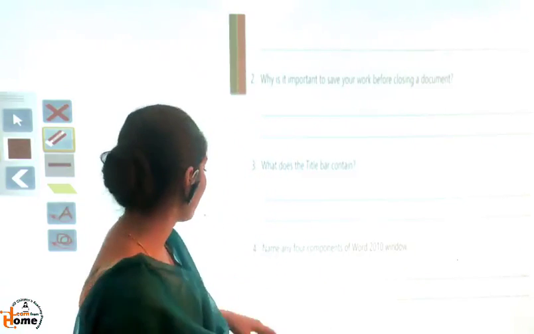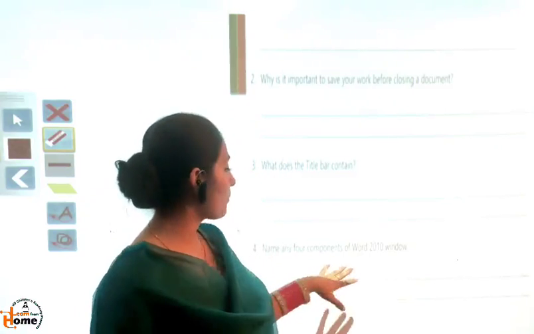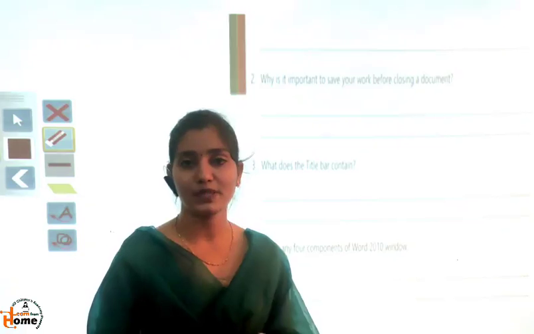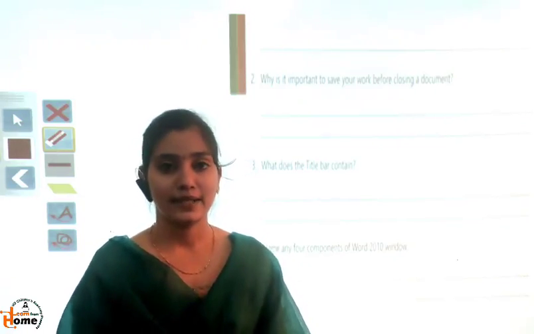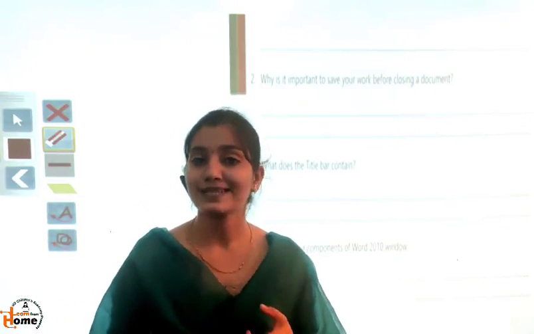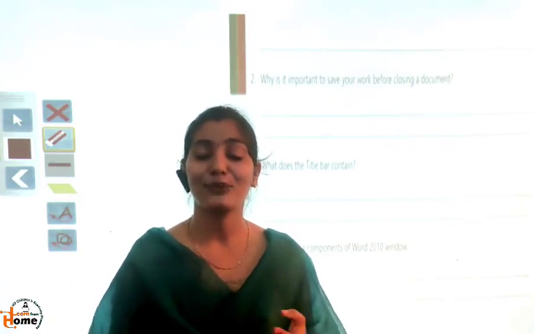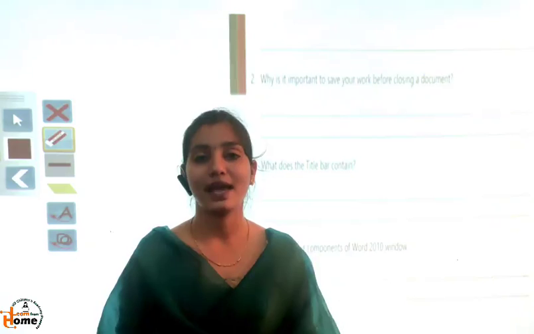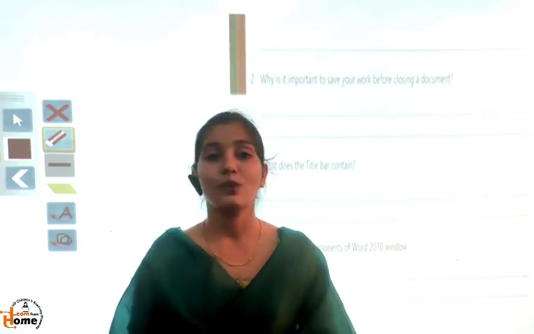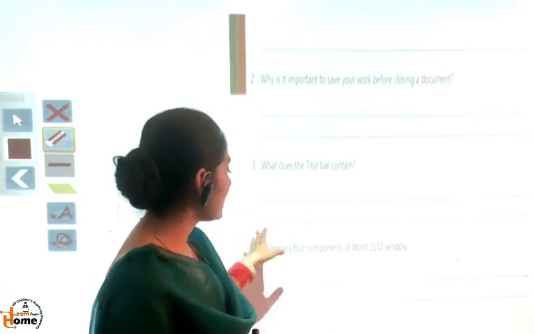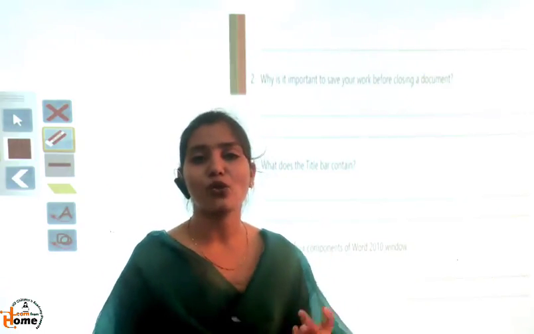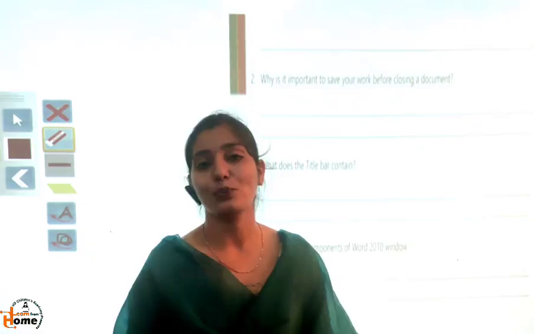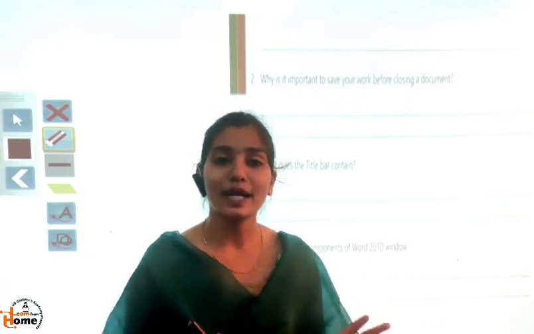Next is, name any 4 components of the Word 2010 window. What are the components of MS Word 2010? There is a title bar, quick access toolbar, file tab, ribbon. All these are the components of the MS Word 2010 window. So you have to write any 4. Scroll bar, zoom slider, status bar. All these are also components of MS Word. You can write any 4.